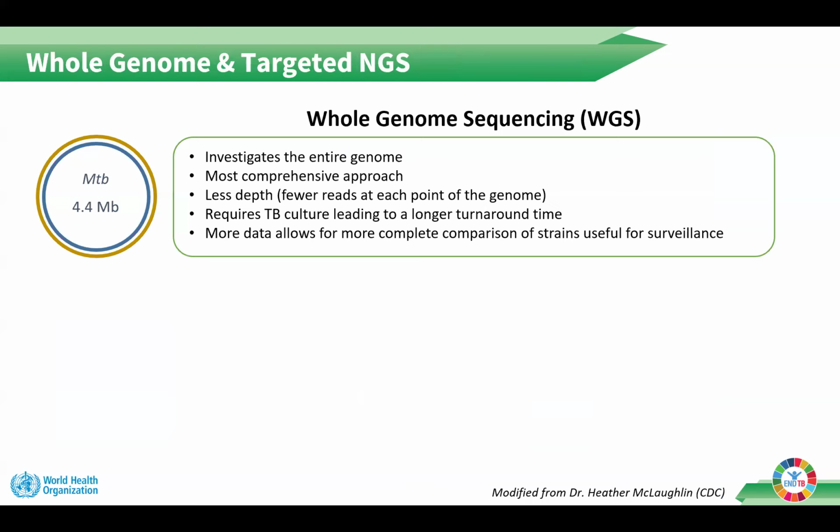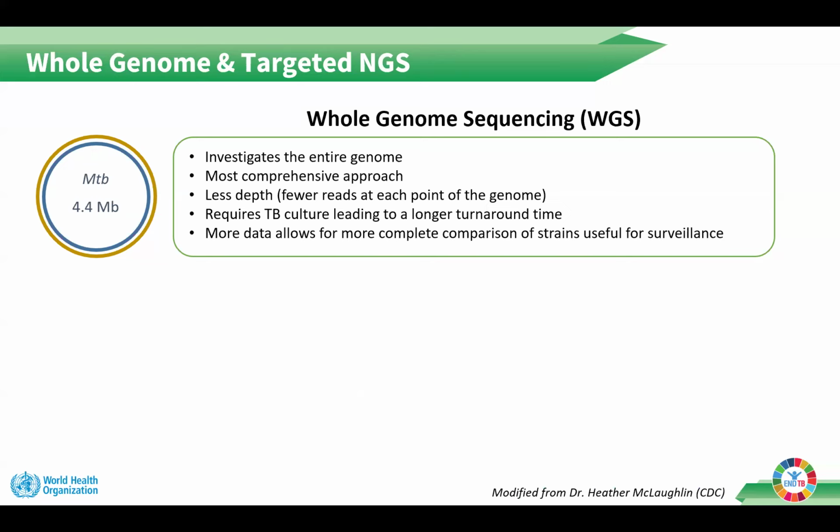Since next-generation sequencing is a method, the method can be used in 2 ways: to produce whole genome sequences or targeted next-generation sequences. In whole genome sequencing, shown here, the MTB genome, shown as the blue circle on the left, is sequenced in its entirety. So the whole genome produces the brown outer circle. This investigates the entire genome as the most comprehensive approach.